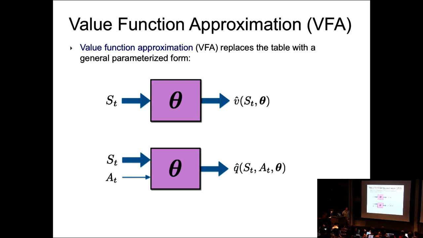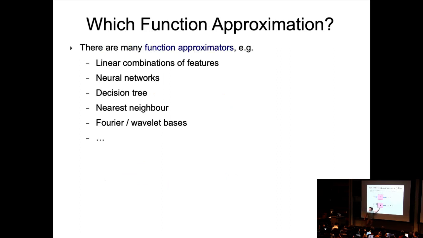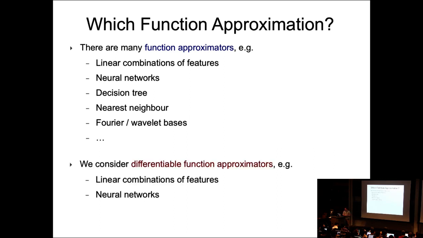And how you design these parametric functions is up to you, right? We're going to look at some examples of that. So there are many function approximators, right? For example, you can use a linear combination of features. That's a very popular approach that works pretty well in practice, particularly if you know the right features to use. Neural networks, which is something that we're going to spend most of our time on in this class. You can also use decision trees, nearest neighbors, Fourier wavelet basis. So there's a whole bunch of different function approximators that you can use, right? It's up to you to design what these things are.